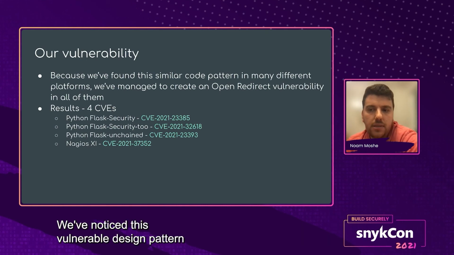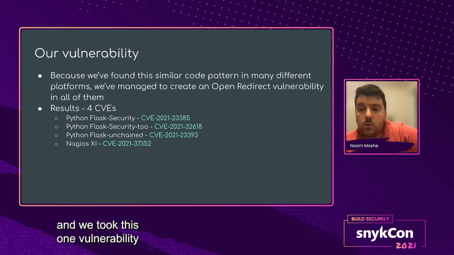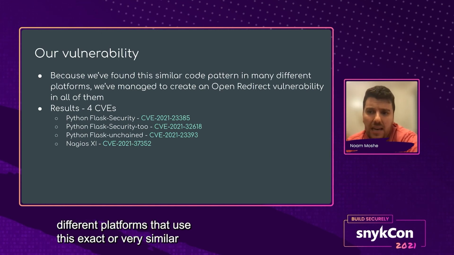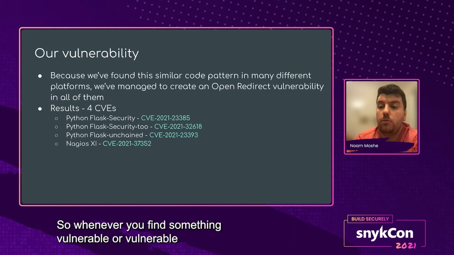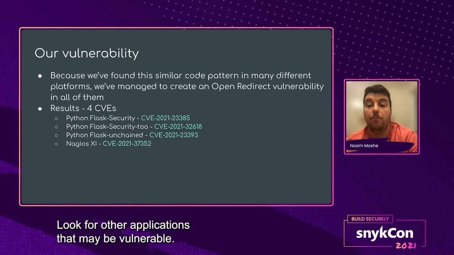We've noticed this vulnerable design pattern, and we've actually found it in many different parsers. We took this one vulnerability and found it in different applications, and we've managed to find 4 different CVEs, 4 different platforms that use this exact or very similar code pattern. So whenever you find something vulnerable or a vulnerable code pattern, look wider, look for other applications that may be vulnerable.